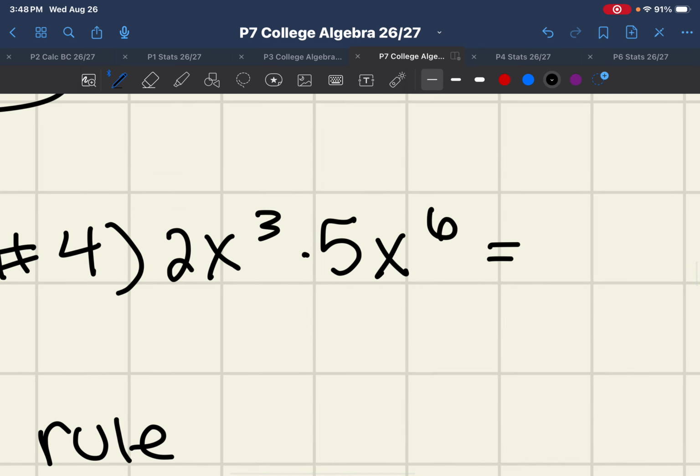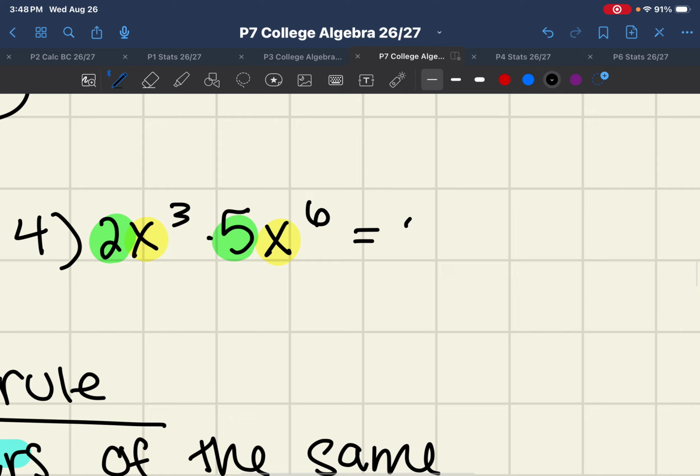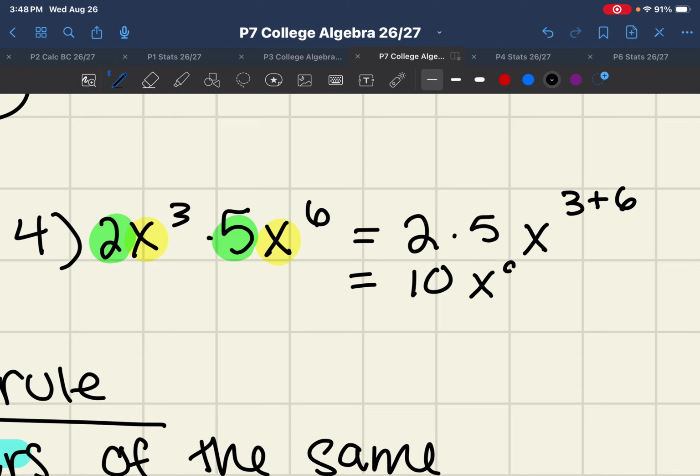Okay, now let's say we have coefficients in the front. So notice I have my same bases, which is x, but I also have some coefficients. So since I'm multiplying, I'm going to go ahead and multiply the coefficients. So 2 times 5. Then I'm going to deal with my bases. So my base is x, and since I'm multiplying, I add the exponent. So 3 plus 6. So this becomes 2 times 5, which is 10, and x to the power of 3 plus 6, which is 9. So my answer is 10 times x to the 9th power. Notice my coefficient I multiplied, but my bases, since they were the same, I added those exponents.